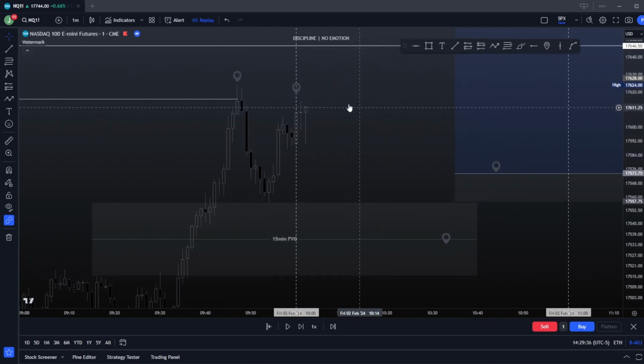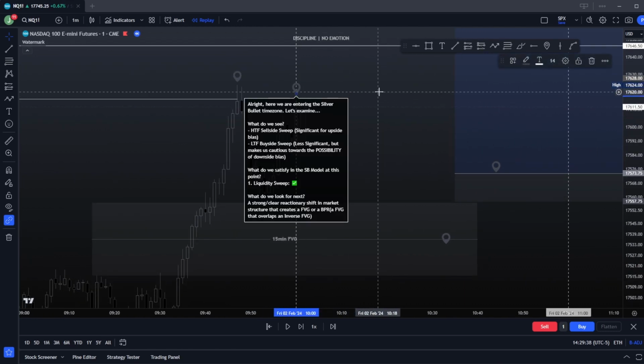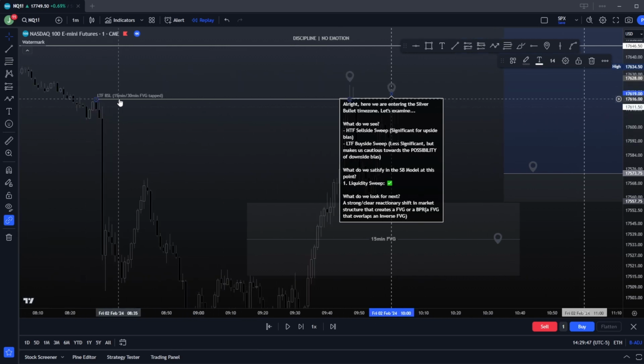So we enter our time zone. Let's see, what do we see? Higher time frame sell side sweep, significant for upside bias, and we have our lower time frame sweep from buy side. Less significant, but let's be cautious, because there's a possibility.